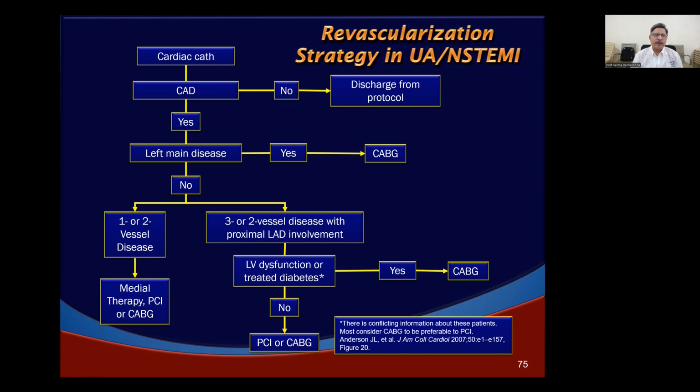Is there left main disease? There is no left main disease. Then go down. If it is left main disease, CABG is the answer. Left main disease, today they are doing stenting. A lot of cardiologists prefer, even for left main also they are attempting stenting. But studies have shown till date that CABG is a better option than coronary stenting.